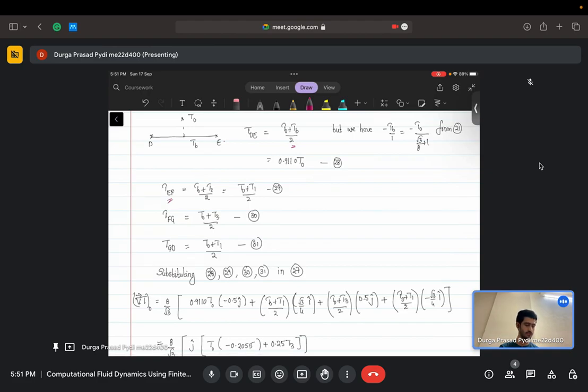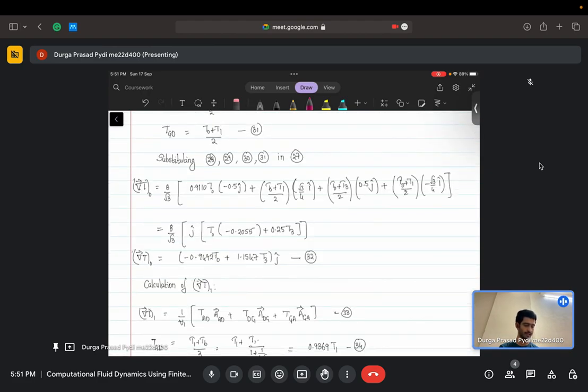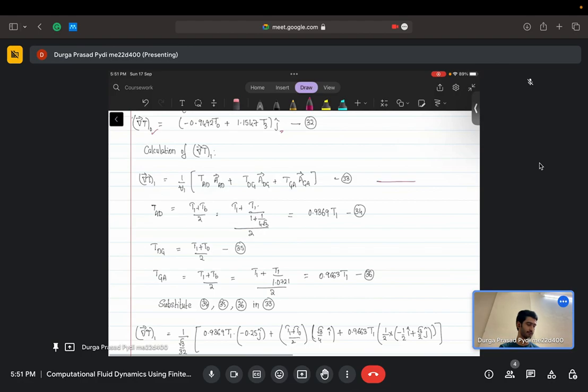Once I have these equations, I will substitute them, and then I get an expression for gradient of T for cell 0, and similarly for cell 1. For cell 1 we have ADG. So AD is again, we will just take an average temperature with respect to the boundary, and DG will take T1 plus T0 by 2, and GA will be again in terms of boundary temperature.